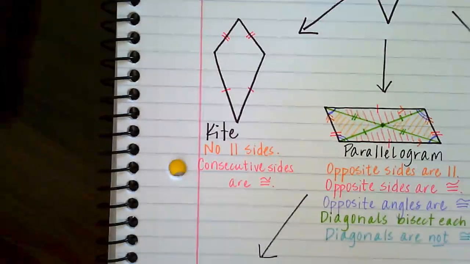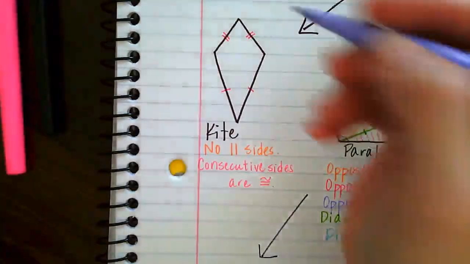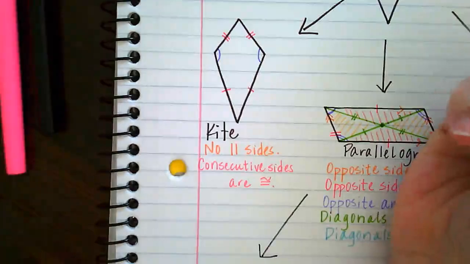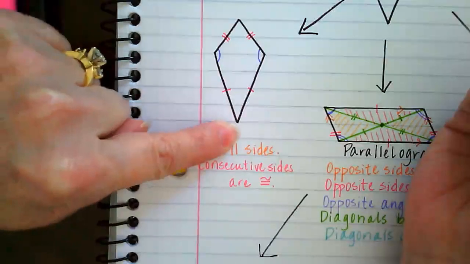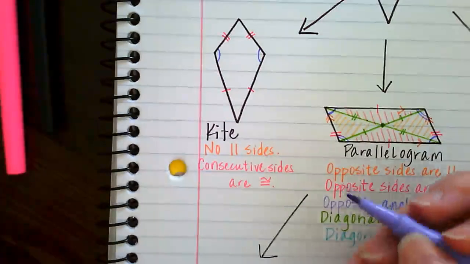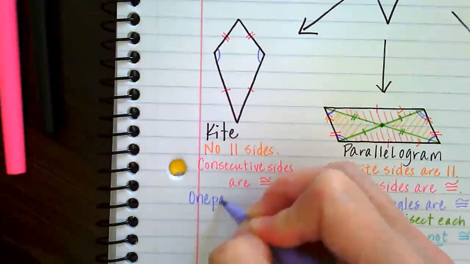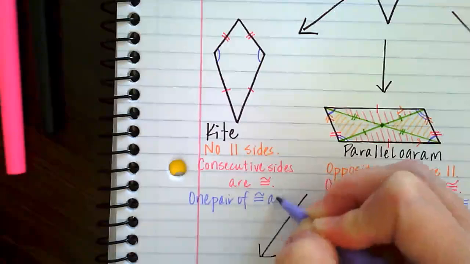Now, the angles. There's only one pair of congruent angles, and those are these two. So those two angles are congruent. This angle up here is not the same size as that angle down there. So we have one pair of congruent angles.